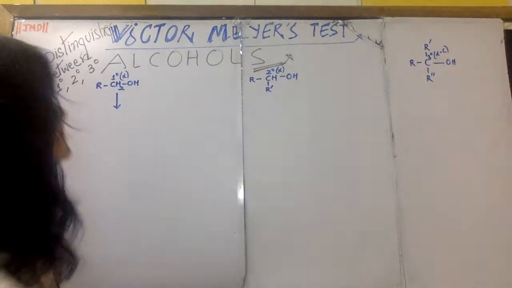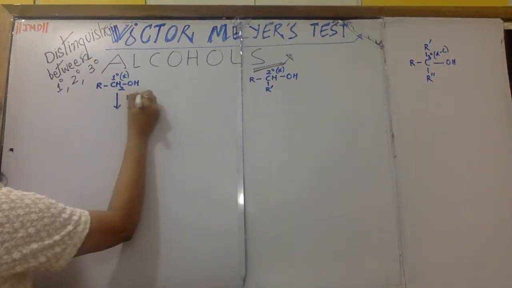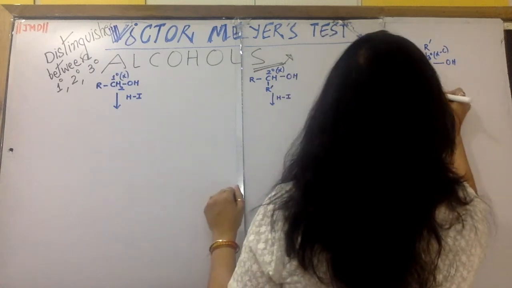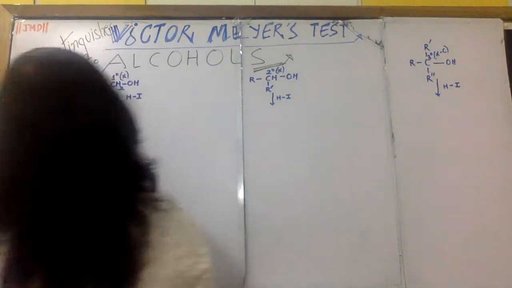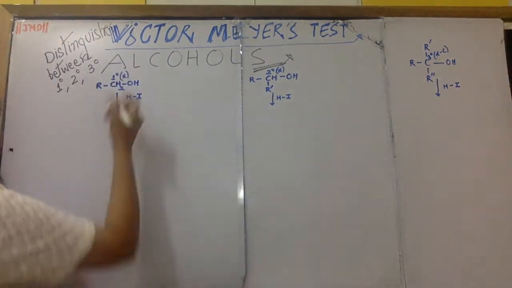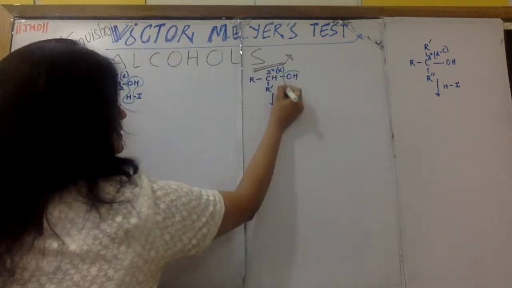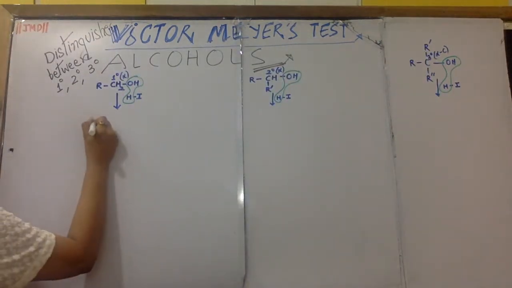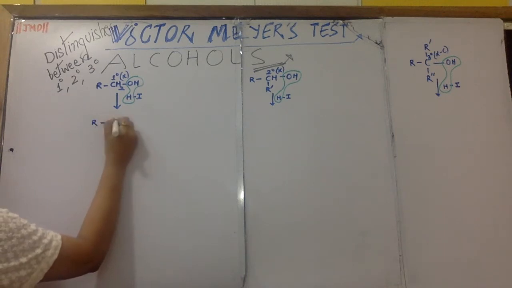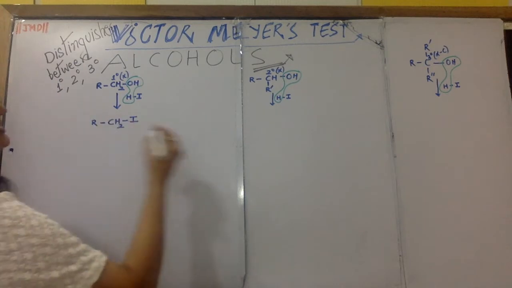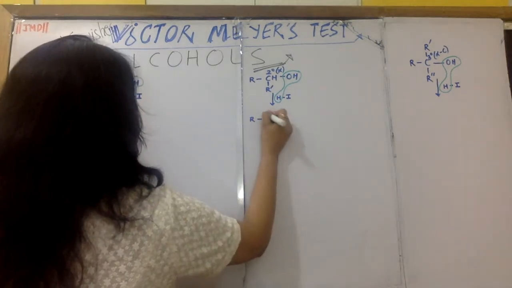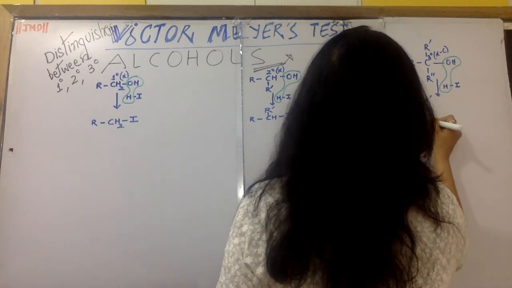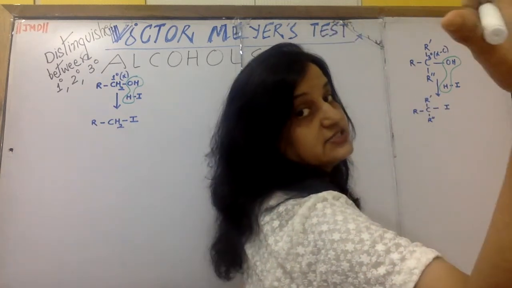Victor Meyer's reagent has many chemicals in it. So we start. The very first step, the reaction is with HI, hydroiodic acid. So we get primary alkyl iodide, we get a secondary alkyl iodide, and we get a tertiary alkyl iodide. I think it's clear till here.